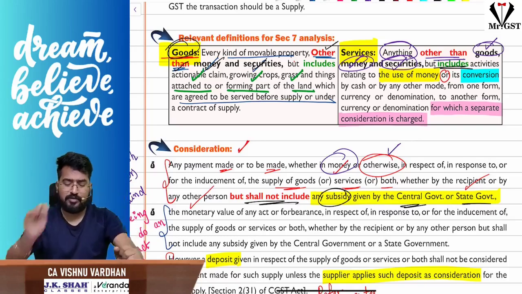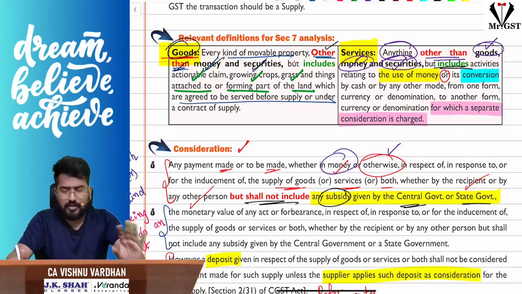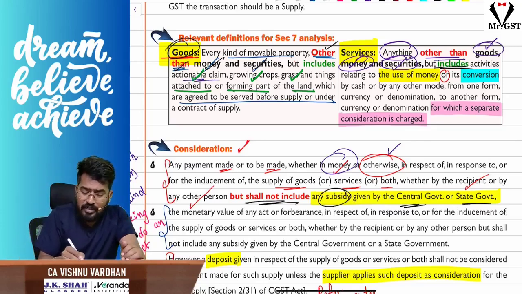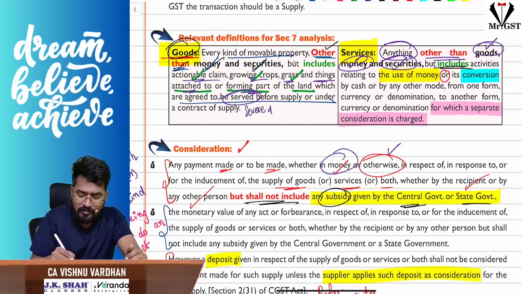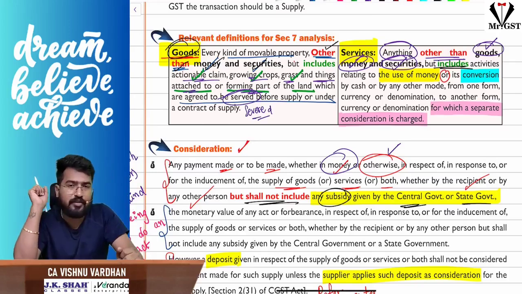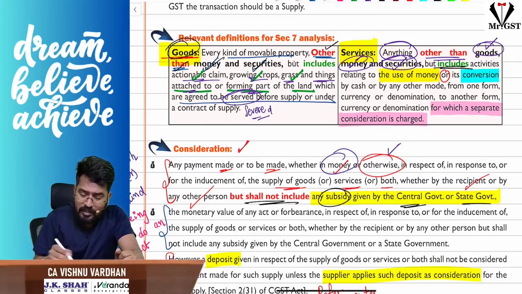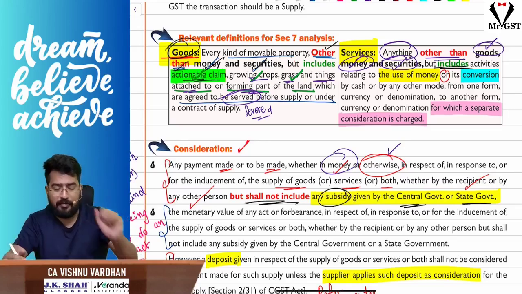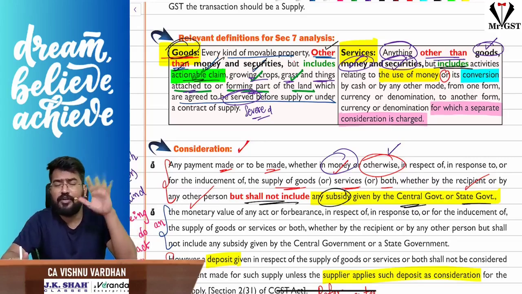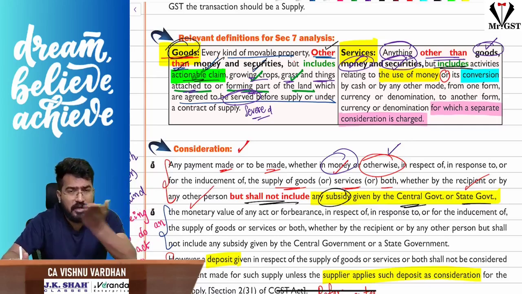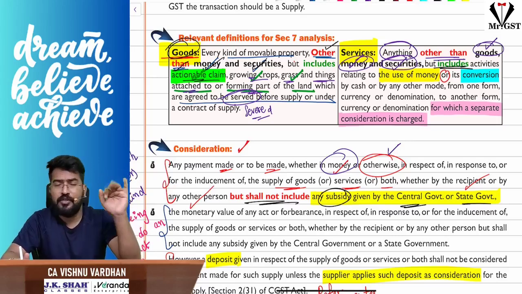Clear? So what is meant by goods? Goods means every kind of movable property other than money and securities. It includes actionable claims, growing crops, grass and things attached to or forming part of land which are agreed to be severed, that means separated from the land, under the contract of supply. The interesting point here is actionable claim; we will discuss that later, just keep it in mind. Even though it is attached to land, if you agree to separate it from the land, we still call it goods. That is the goods definition.